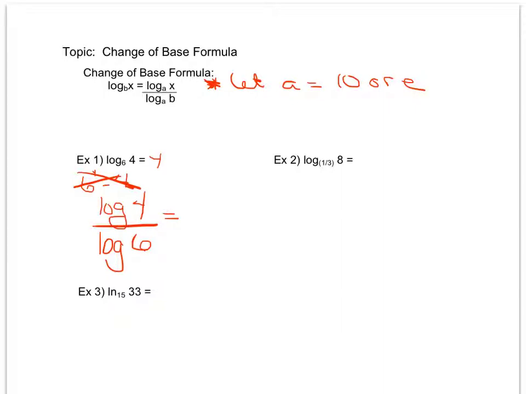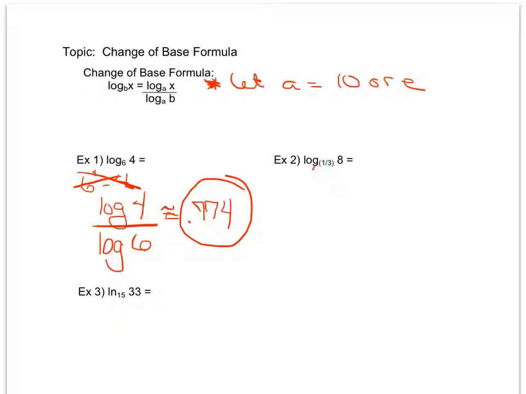Then from here, I'm going to use my calculator to assist me. I'm going to go ahead and put log of 4 into my calculator divided by log 6. When I do, I'm going to remember to round to 3 decimals, and I get 0.774, or approximately. So therefore, my answer is approximately 0.774.